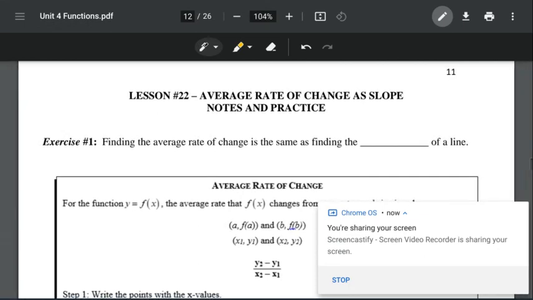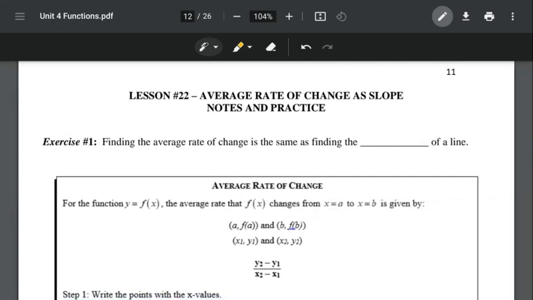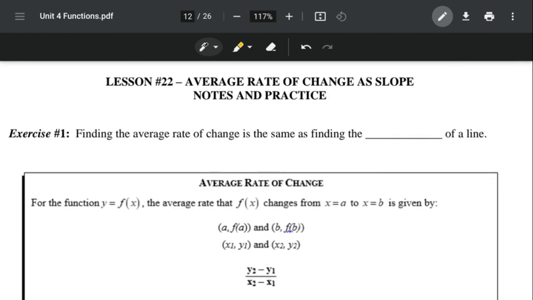Welcome back. Today we are on page 11, lesson number 22. We're working on average rate of change, otherwise known in our world as slope. So for exercise number 1, it says finding the average rate of change is the same thing as finding the slope of a line.